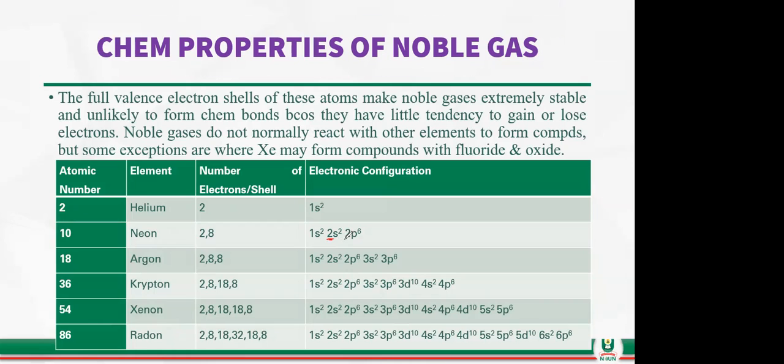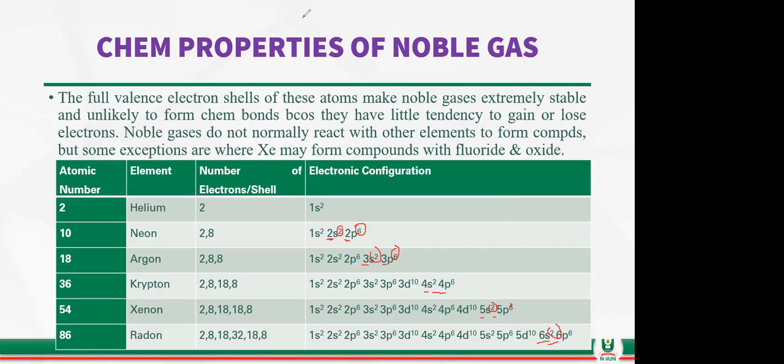when the principal quantum number is 2, that is, in the second shell, you have a total of 8 electrons already. 2 plus 6 is equal to 8. When you come to argon, in the third shell, we have 2 plus 6, 8 already. You look at krypton in the fourth shell, you have 2 plus 6, 8 already. You look at xenon in the fifth shell, 2 plus 6 is equal to 8. And radon in the sixth shell is 2 plus 6, making 8.